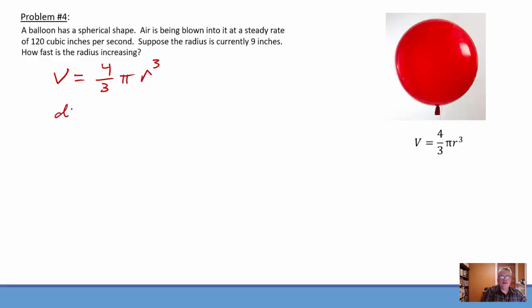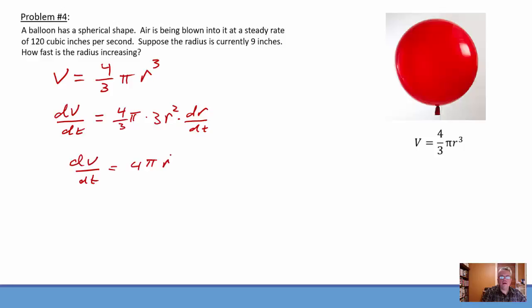So dV/dt, that's the derivative of V with respect to time, equals 4/3 pi. Now I'm going to take the derivative of r. This would be times 3r squared times dr/dt. Remember, we have to use the general power rule. r is a function of time. Okay, so if I simplify a little bit, I get dV/dt equals 4/3 times 3 is 4, so I get 4 pi r squared dr/dt.